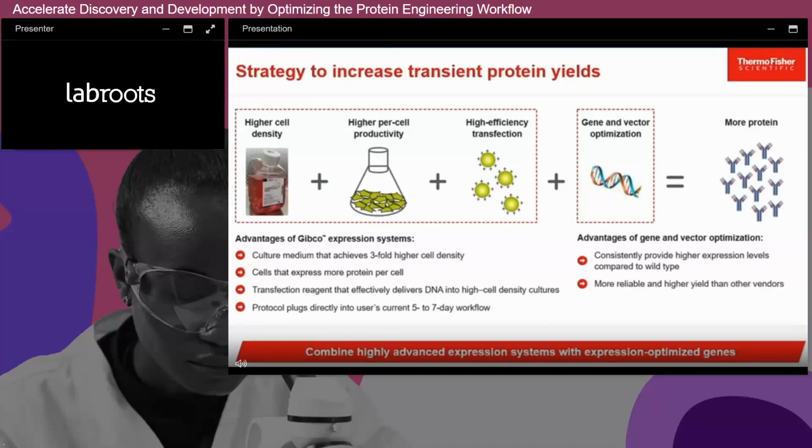And this cocktail can even be improved, and its potential is even higher when you combine it with the gene optimization that I was explaining before. So this incredibly boosts the level of production of your antibodies.